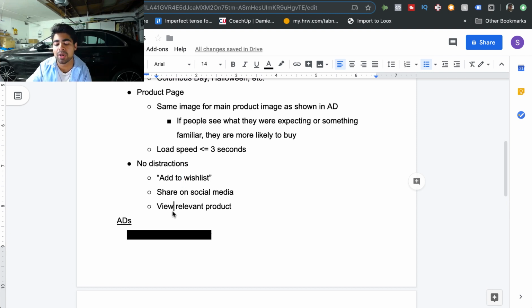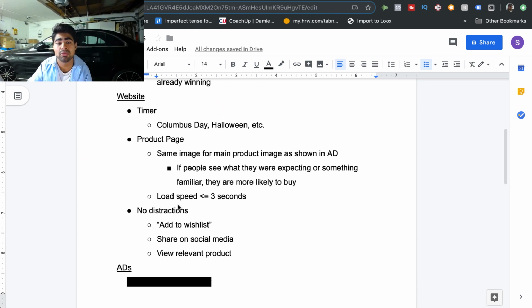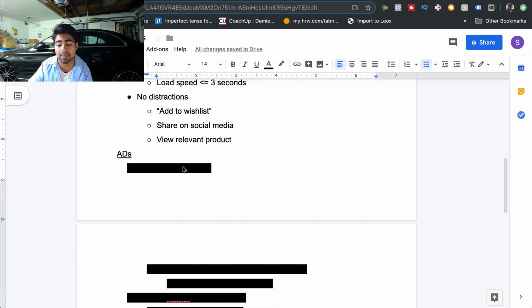And this brings me to my third point, which is having the view relevant products at the very top of the product page. This should be something that's at the very bottom, possibly below the description, not at the very top, because again, this takes them off the product page somewhere else, and you don't want that happening. But this is exactly what I was doing on my website when it comes to really finding success with a specific product. But of course, just having a good website is not enough.